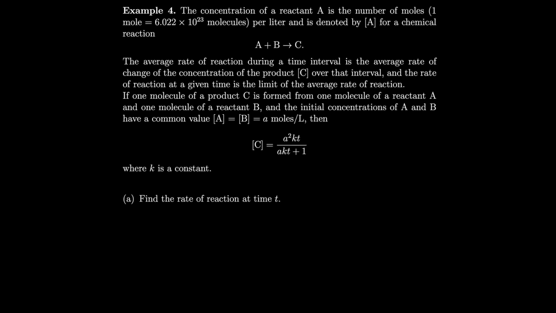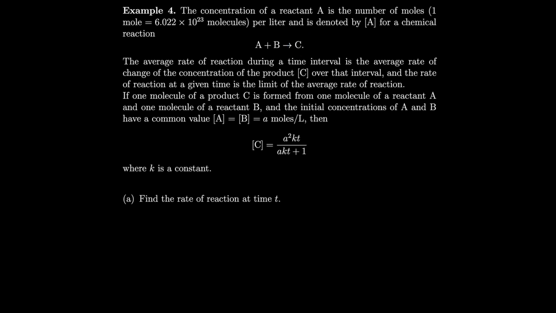The concentration of a reactant A is the number of moles, where 1 mole is 6.022 times 10 to the 23rd molecules per liter, and is denoted by [A], with brackets, for a chemical reaction where A plus B goes to C. So these guys are reactants, and C is the product.